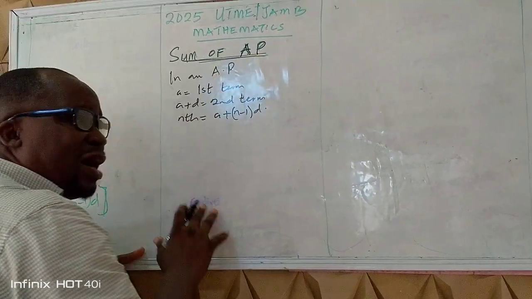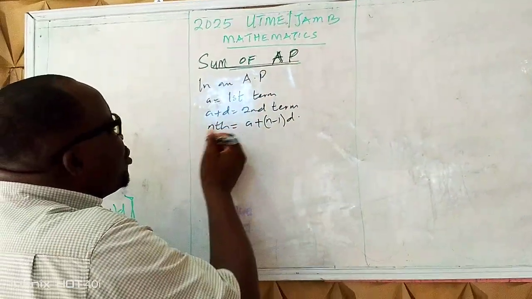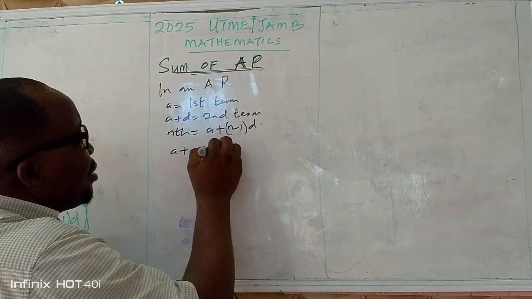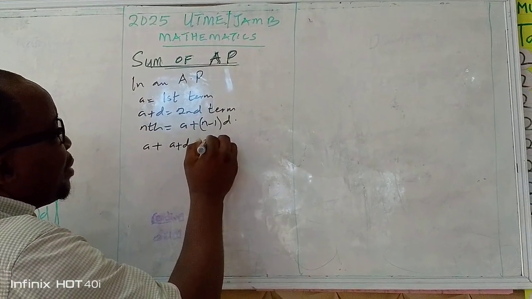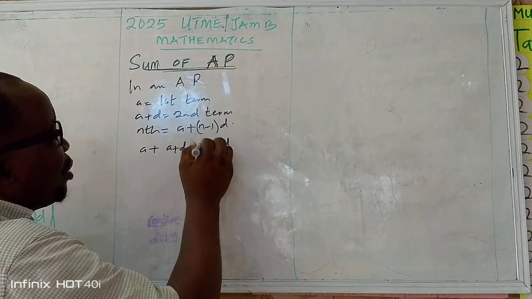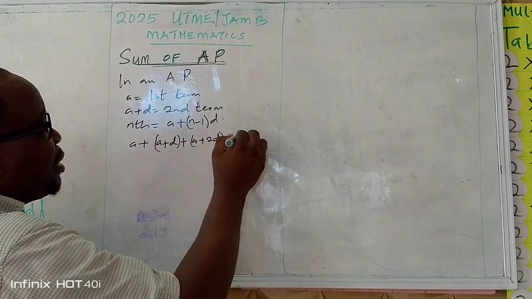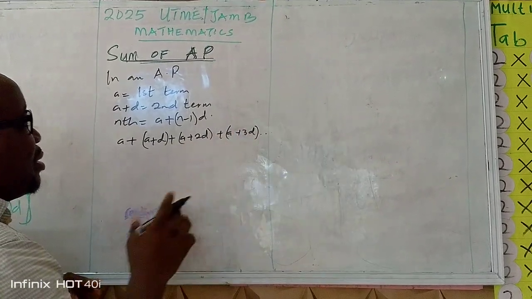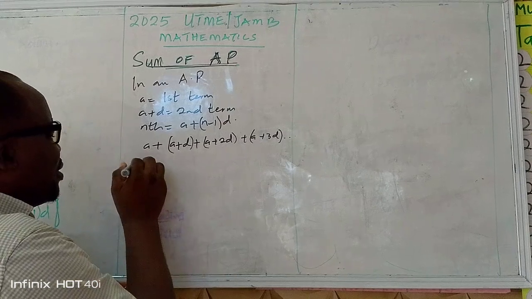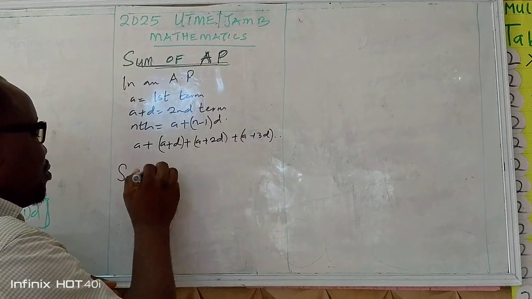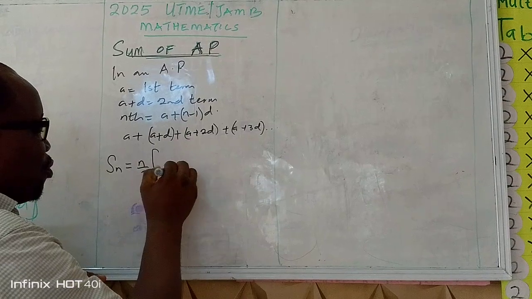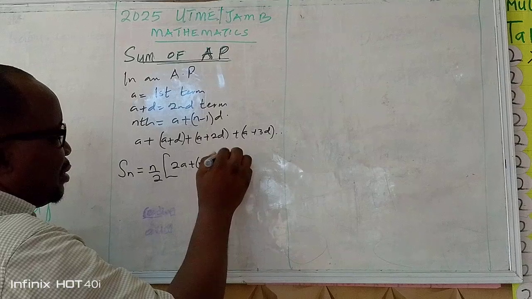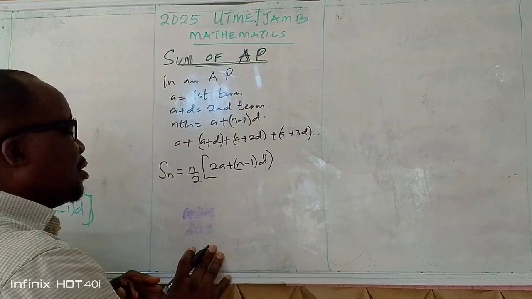Assuming a situation where we want to sum all the terms together, we have a for the first term, plus a plus d, second term, plus a plus 2d, third term, plus a plus 3d, fourth term, like that. We get to a situation where we say the entire sum of an AP will be given by n over 2, open bracket, 2a plus (n minus 1) d, close bracket. Is that taken?